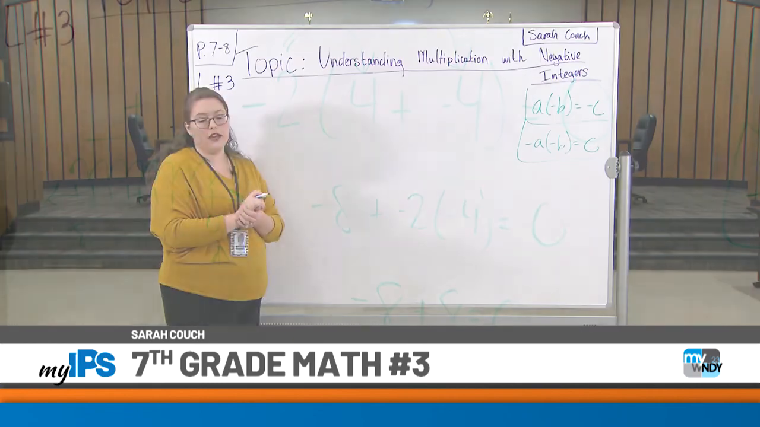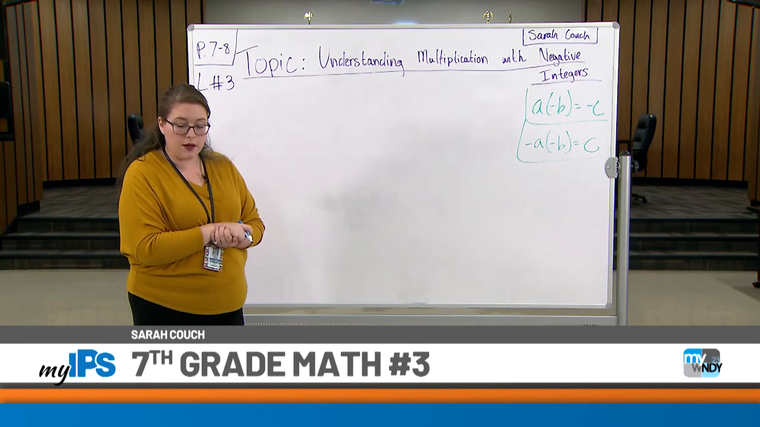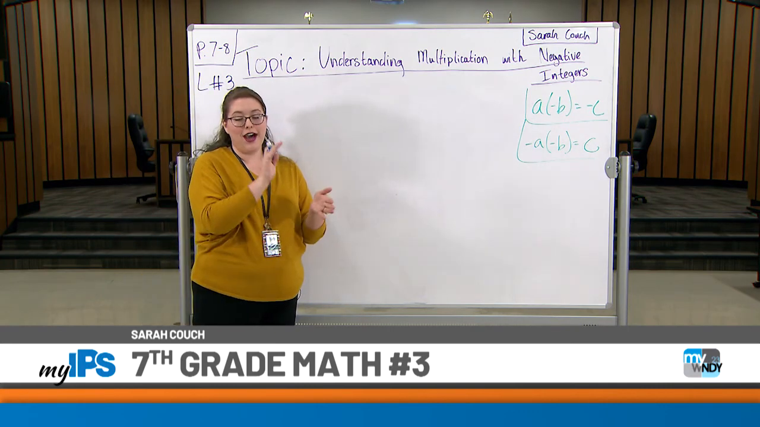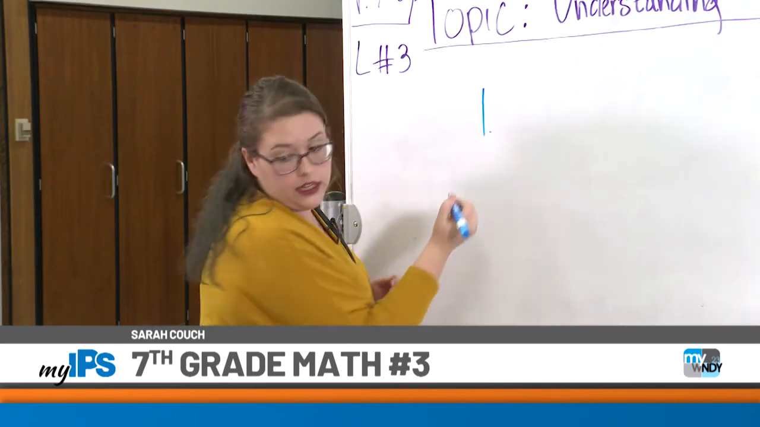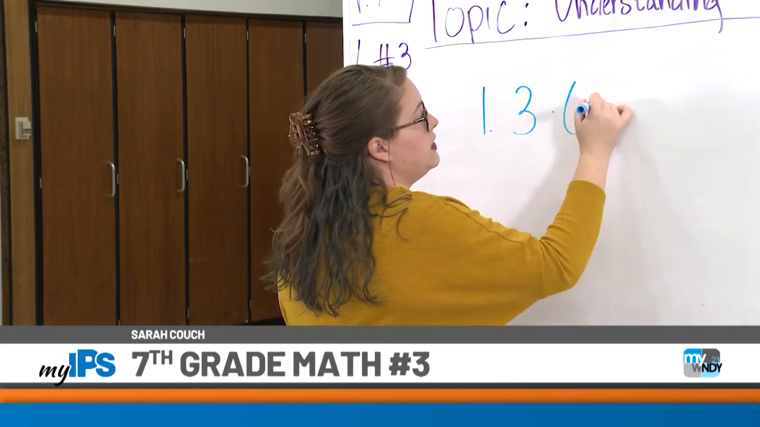So I am not going to do every single one of these. Number 1 says, find each product, then describe any patterns you notice. So I'm going to do every other one with you. So I'm going to label them. Number 1 is going to be 3 times negative 7.